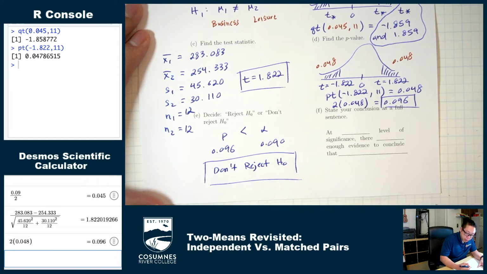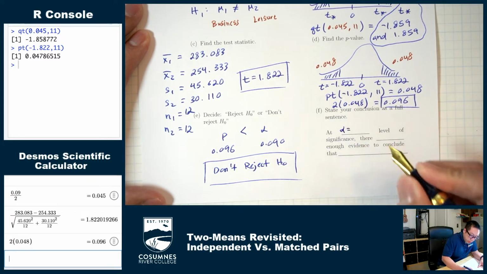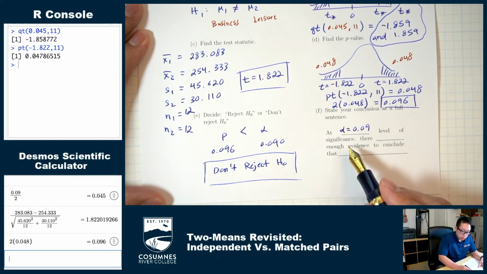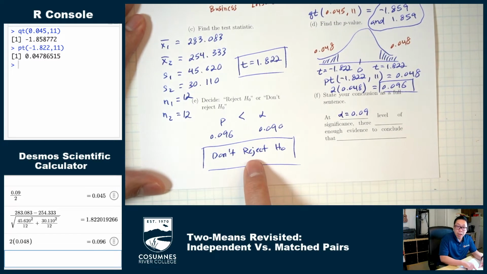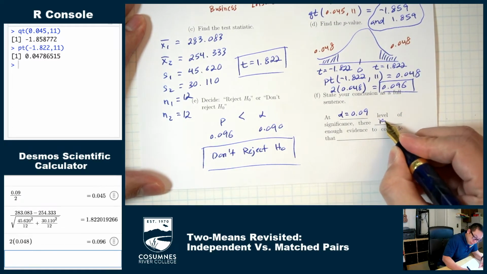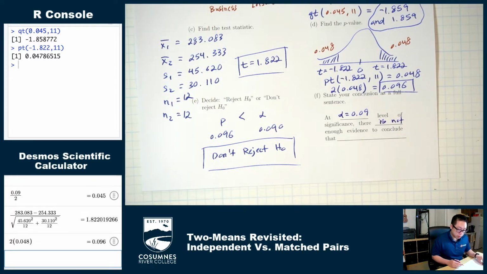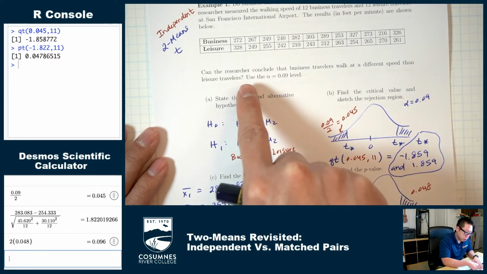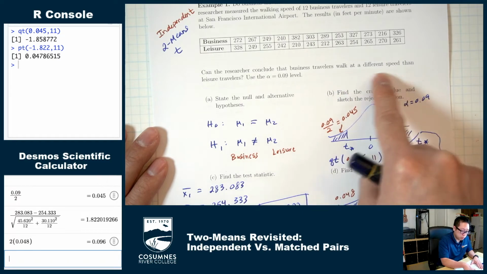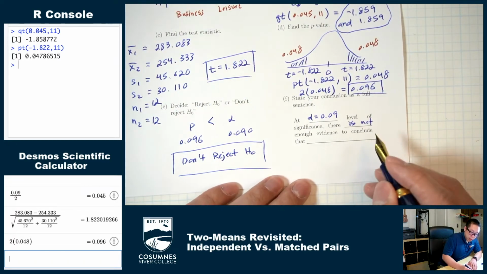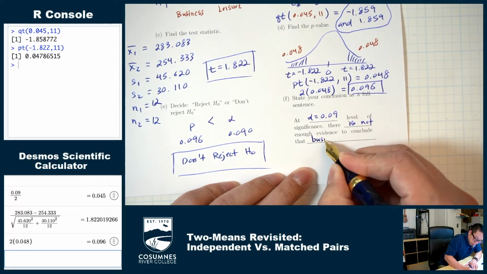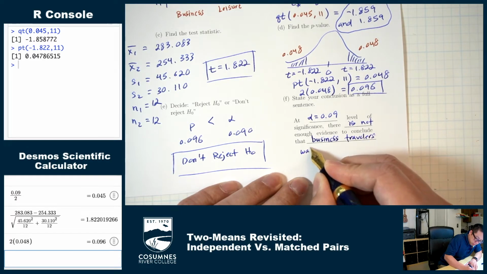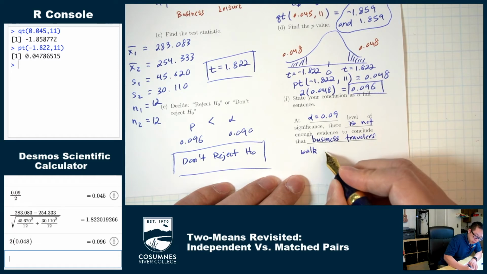And then part F, the sentence. At alpha equals, state your significance level, it was 0.09. There is or is not enough evidence because we did not reject. There is not enough evidence to conclude that, and then state H1 as a sentence. Or go back to the question here. So we're trying to conclude that business travelers walk at a different speed than leisure travelers. So there is not enough evidence to conclude that business travelers walk at a different speed.